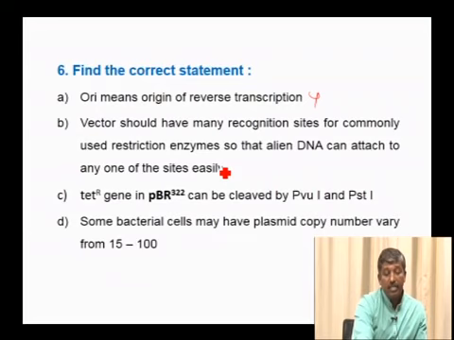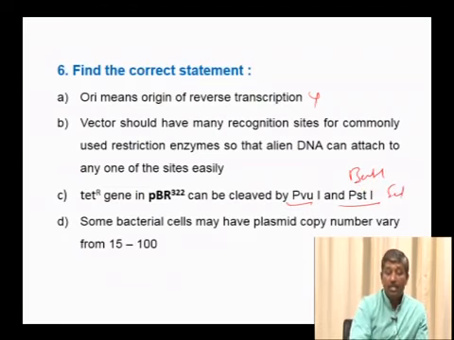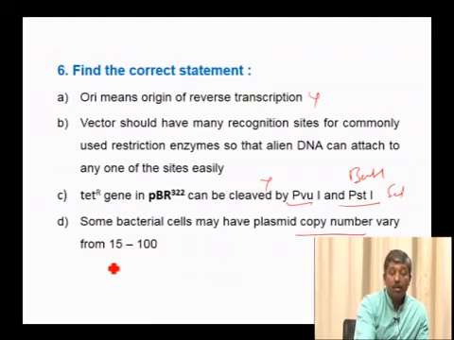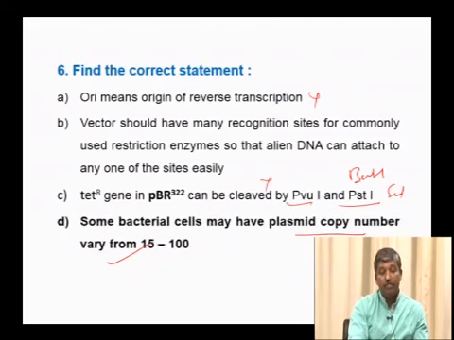Next, tetracycline resistant gene in pBR322 can be cleaved by PvuI and PstI. These two enzymes will cleave this vector in the ampicillin resistant selectable marker gene, not in the tetracycline gene; for that we use BamHI and SalI. Hence, it is also not a correct statement. Some bacterial cells may have plasmid copy number varying from 15 to 100. This is one of the features of the vector. Some vectors have a copy number which varies from 15 to 100, hence it is the correct statement.